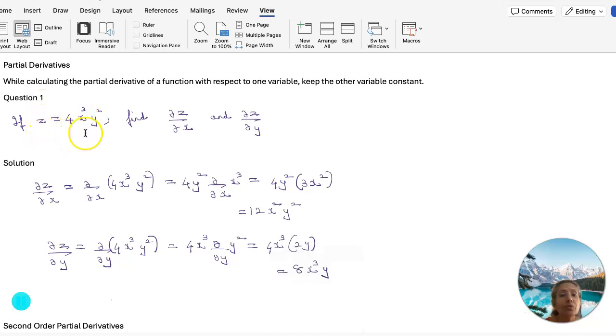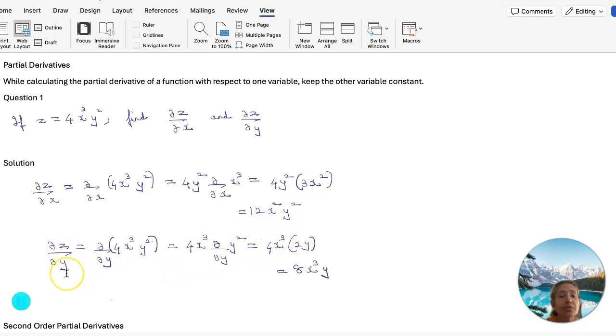If z equal to 4x cubed y squared, find del z by del x and del z by del y. Now del z by del x will be the partial derivative with respect to x of 4x cubed y squared. That will be, treat y as constant, so it will be 4y squared into 3x squared. That is the partial derivative with respect to x. So that would be 12x squared y squared.